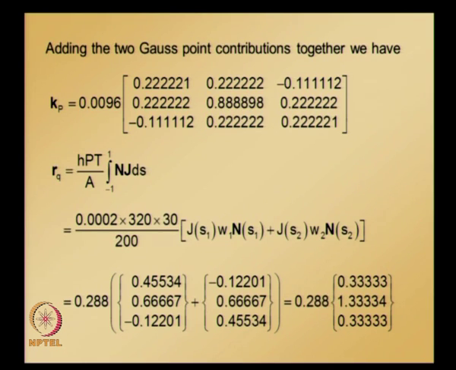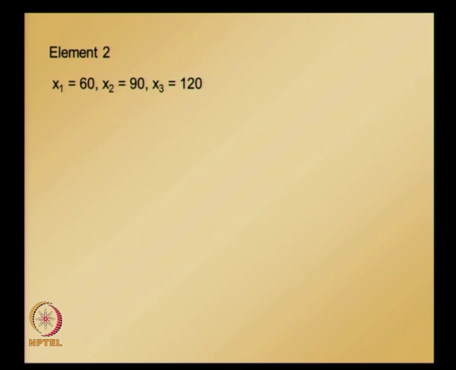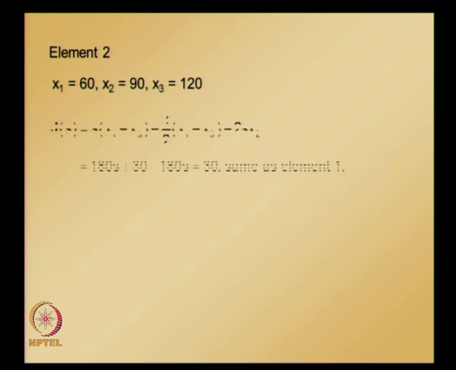So now, these are the matrices and vector corresponding to element 1. What about element 2? Element 2, locally the coordinates of node 1, node 2, node 3 are shown there, and the distance between each of these nodes and the total length of this element 2 are the same as that in element 1, and also the Jacobian is the same as element 1.